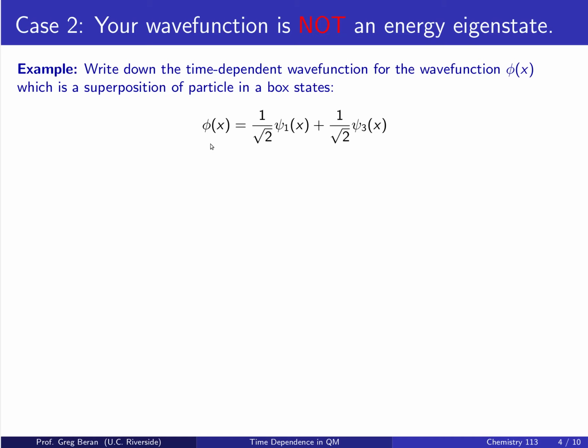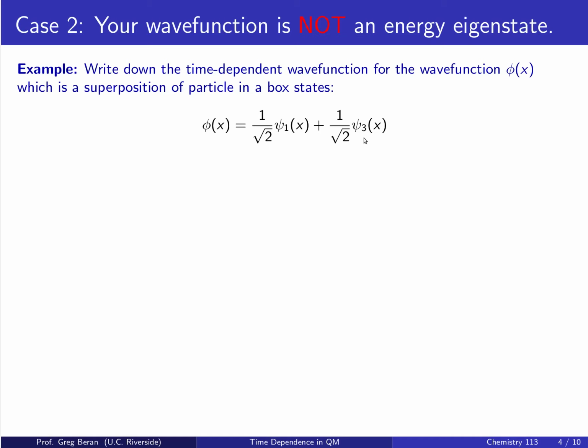So whatever my Φ(x), whatever my current state is, I can express it in terms of the energy eigenstates. In this example I've made up, it's expressed as 1 over square root of 2 times the n equals 1 particle in a box state plus 1 over square root of 2 times the n equals 3 particle in a box state.